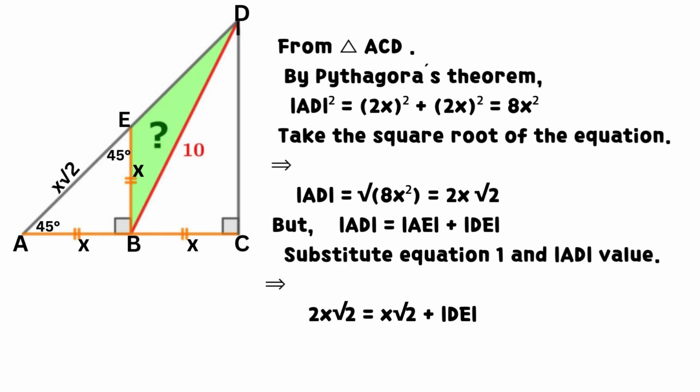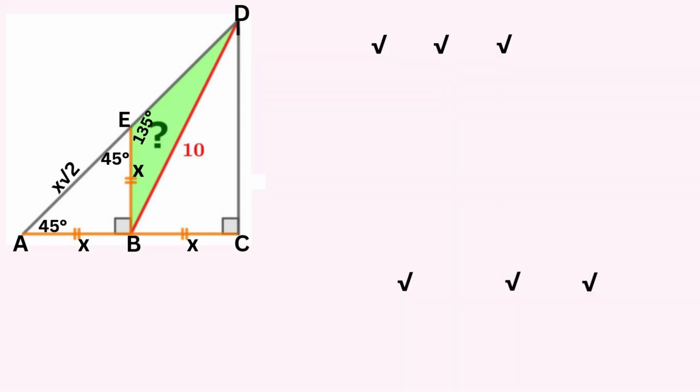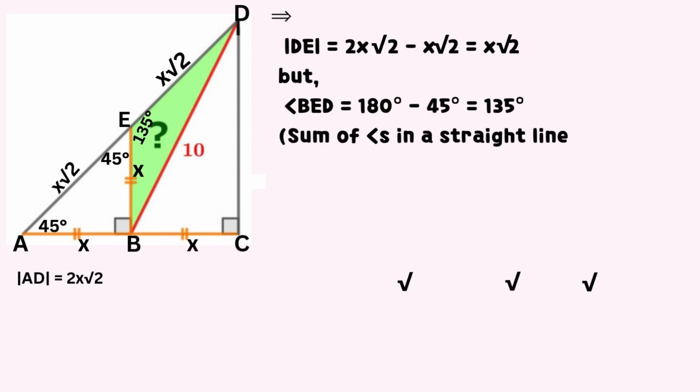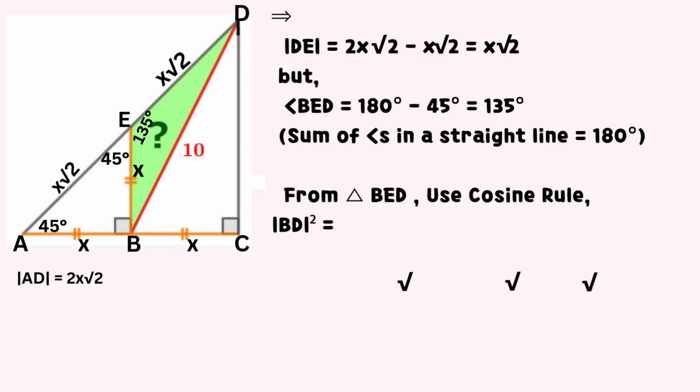But line AD equals the sum of line AE and line DE. Substitute equation 1 and the value of line AD. We obtained a new equation as shown on the screen. Line DE equals 2 times X times the square root of 2 minus X times the square root of 2, which equals X times the square root of 2.